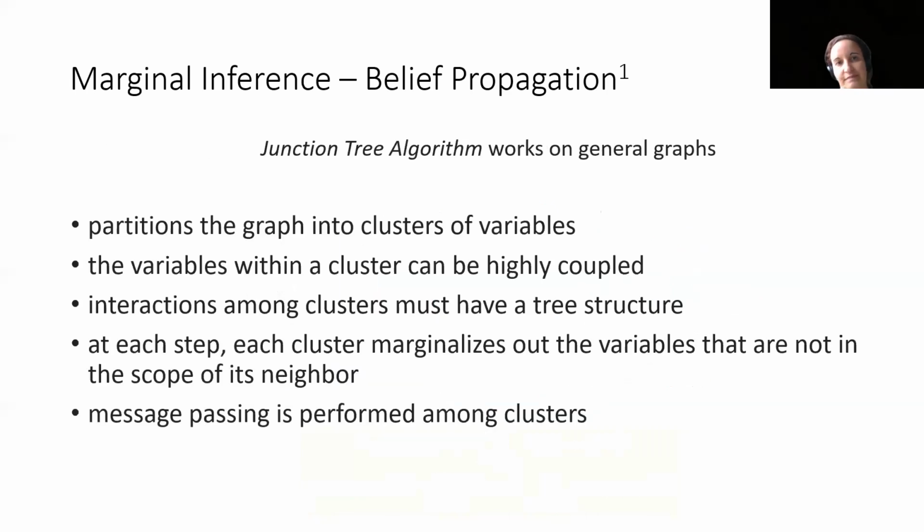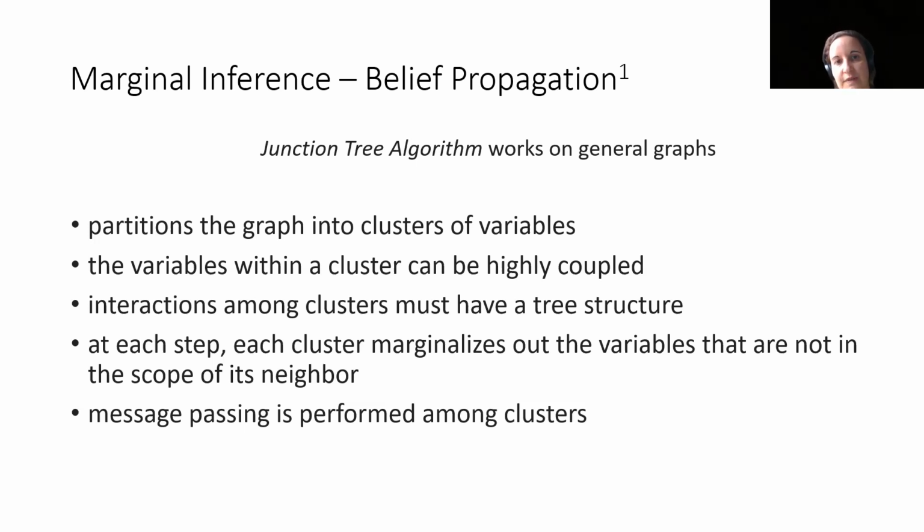Now, a variation, we're not going to get into the details. I just want to describe what the junction tree algorithm is, because it comes up a lot. It is a variation of belief propagation that works on general graphs. The ones that we saw before work on trees. That means it is exact: it finds the exact marginal probability distribution on trees.